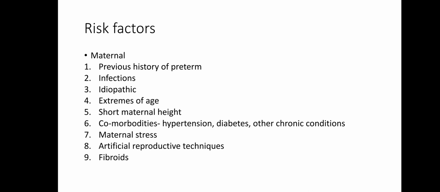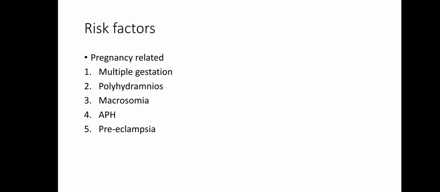Fibroids, again, same concept. The uterus will be bigger. Together with the baby inside, there'll be increased pressure and increased stretching, causing earlier contractions. Pregnancy related: I've talked about multiple gestation. Polyhydramnios is when there's a lot of amniotic fluid in the amniotic sac. Again, same concept, stretching the uterus. Macrosomia, which means big baby, is usually seen in patients with gestational diabetes. Again, a big baby stretches the uterus, causing earlier contractions.